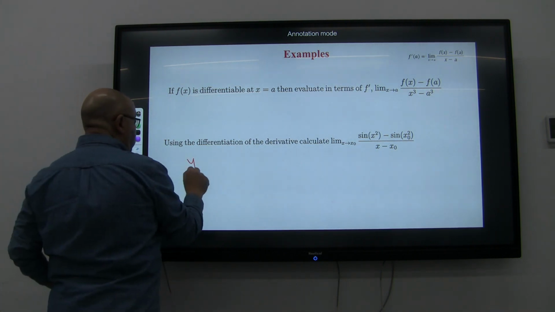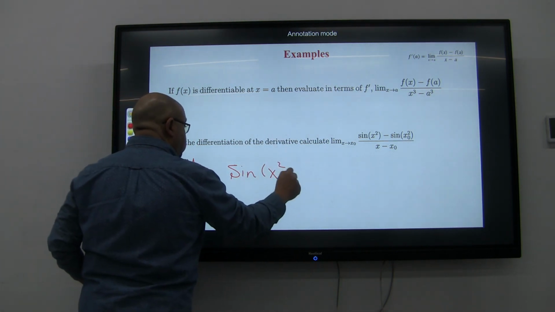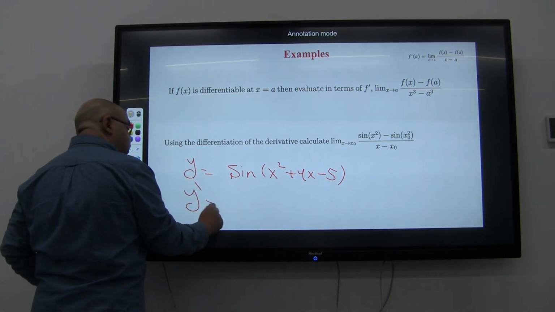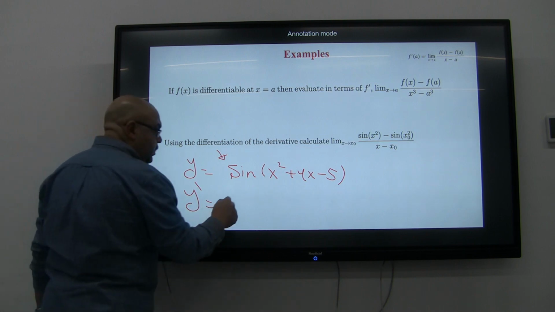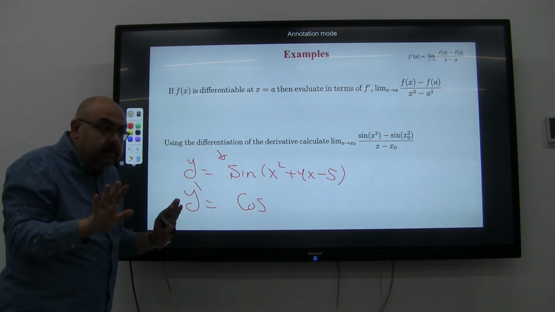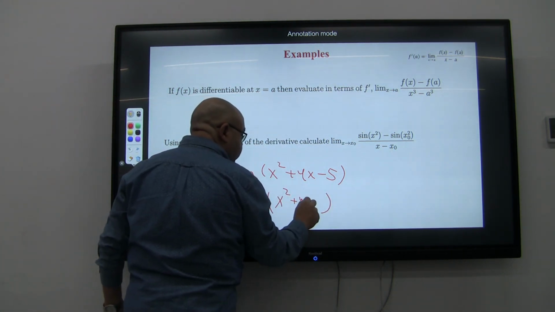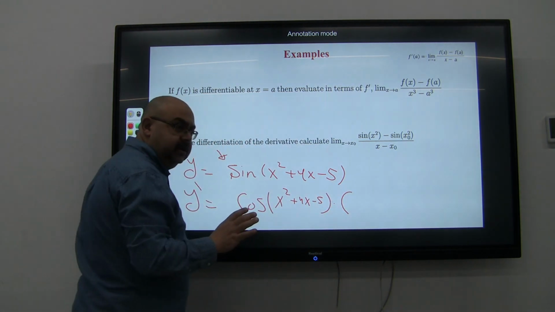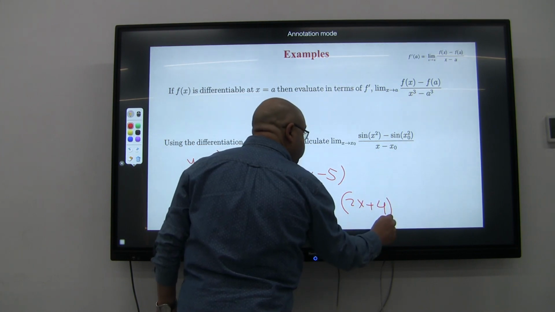Let's say y equals sine of x squared plus 4x minus 5. If I want to get y dash, first of all I will have to differentiate sine, which is going to be cosine. This is the derivative of the main function, times its angle, which is x squared plus 4x minus 5, times the derivative of the angle by itself, which is going to be 2x plus 4.